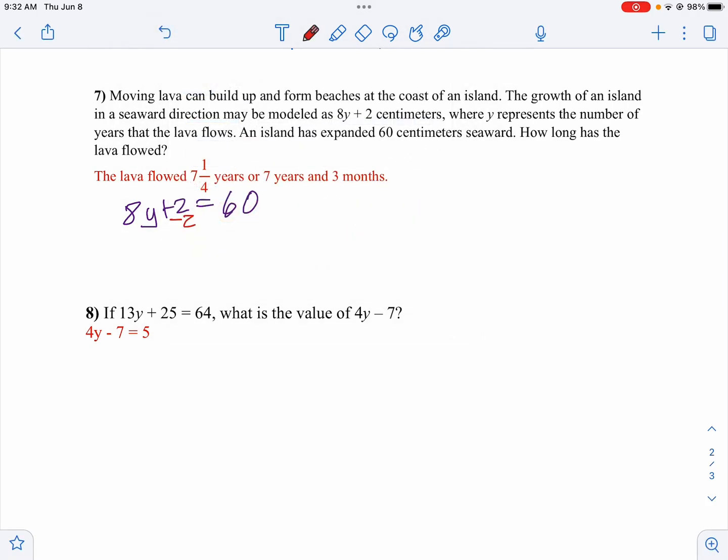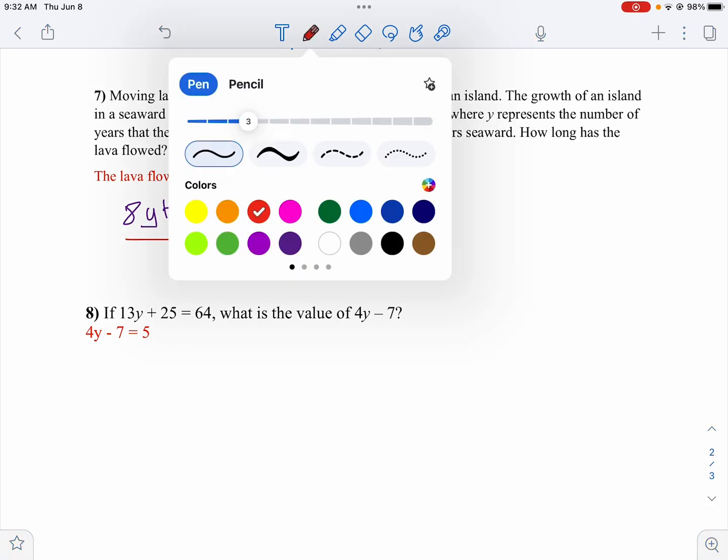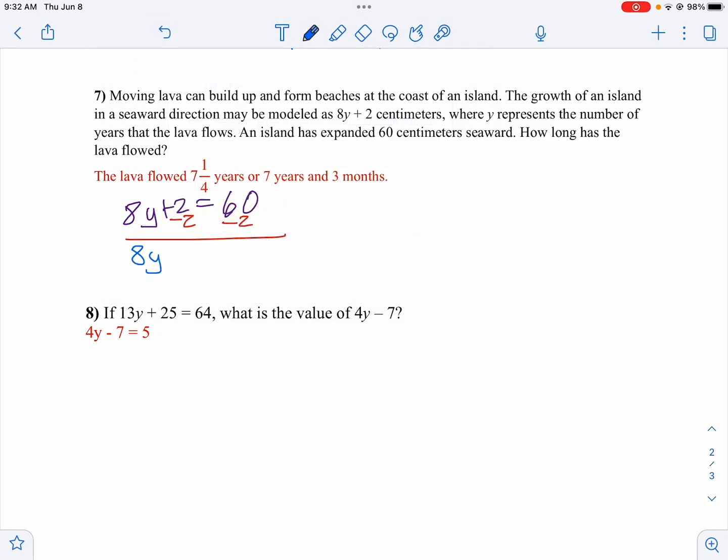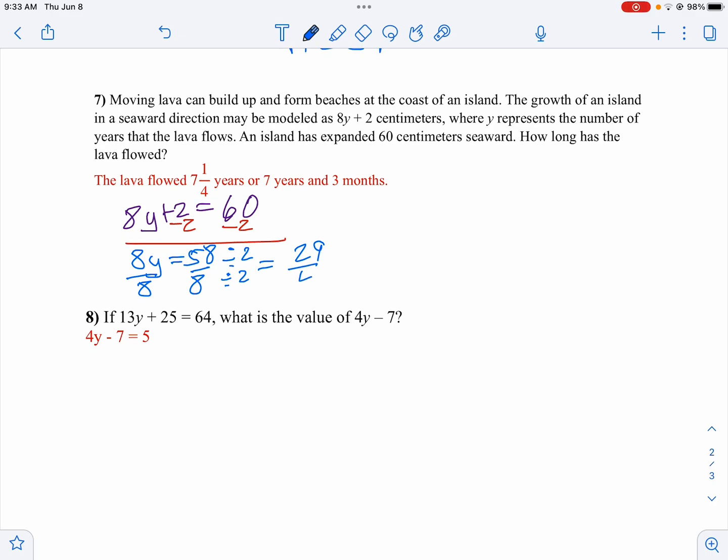So I'll minus 2 from both sides. So we get 8y equals 58. I'll divide both sides by 8. And notice I can reduce that, and I get 29 over 4. But it's an application problem, so 29 over 4 doesn't really describe too much. Let's change that to a mixed number. 4 goes into 29 7 times with 1 left over. So we have 7 and 1/4, and y was measured in years.